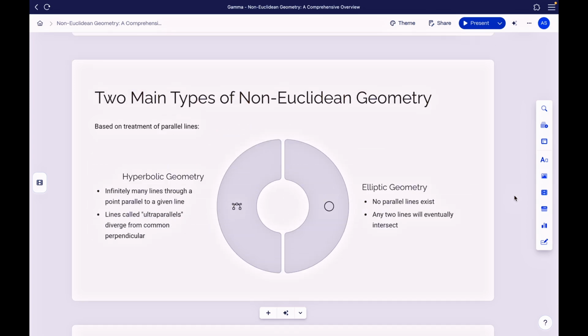There are two main types of non-Euclidean geometry. These are based on the treatment of parallel lines and the curvature. Hyperbolic geometry is where infinitely many lines go through a point parallel to a given line. So basically, there are infinitely many parallel lines. And lines called ultraparallels diverge from their common perpendicular. Elliptic geometry is the exact opposite. There are no parallel lines, and any two lines will eventually intersect.